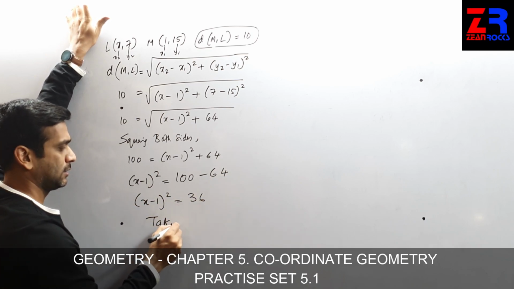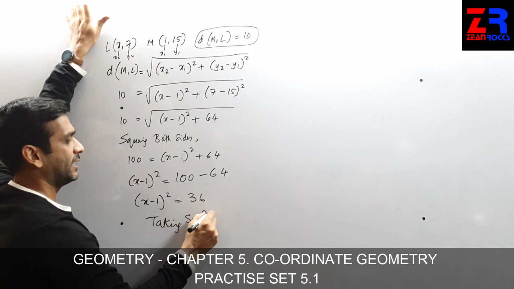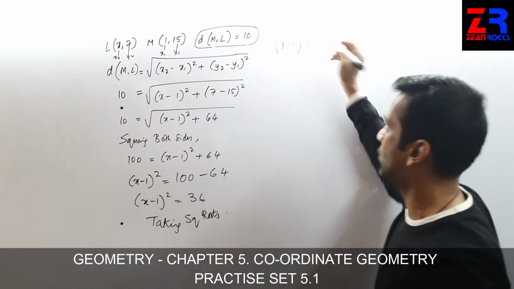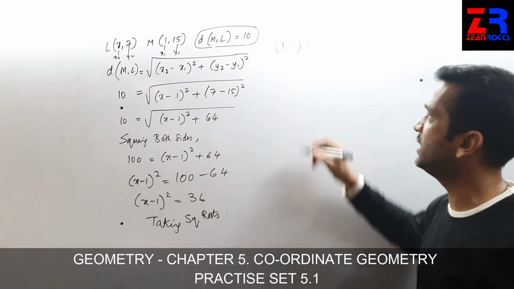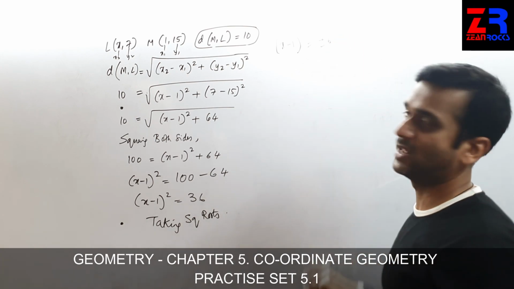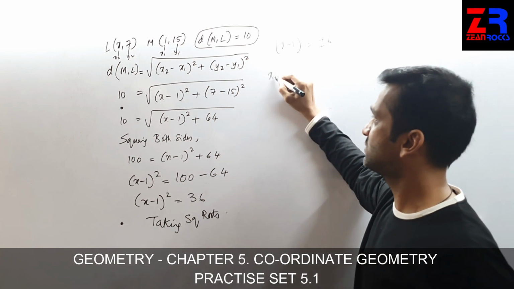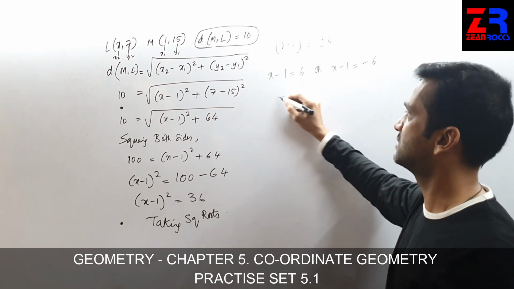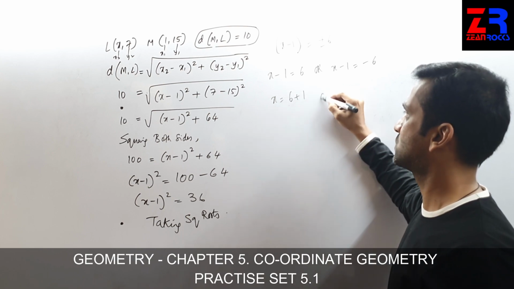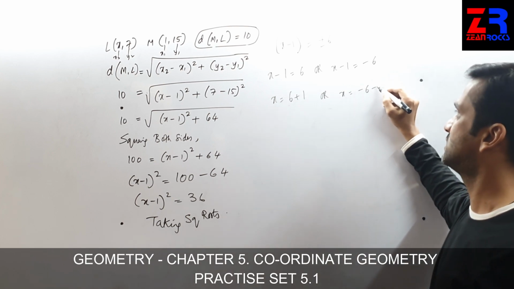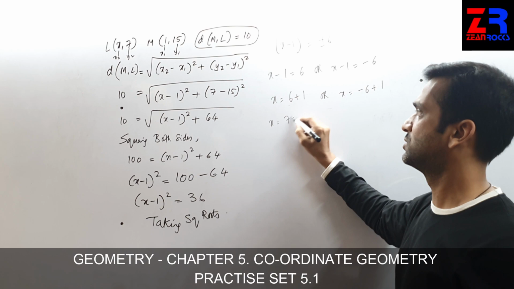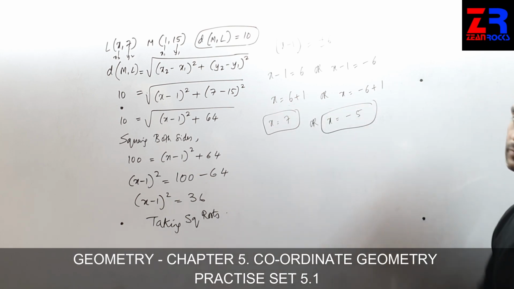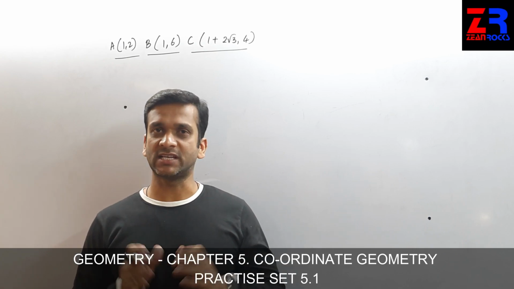Taking square roots. So I will get x minus 1 is equal to 36 का square root will be 6, but plus minus 6. Therefore x minus 1 is equal to plus 6 or x minus 1 is equal to minus 6. Therefore x is equal to 6 plus 1 or x is equal to minus 6 plus 1. Therefore x is equal to 7 or x is equal to minus 5. This is the last question of exercise 5.1.